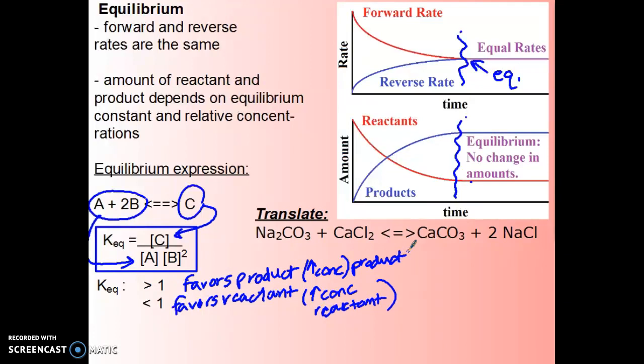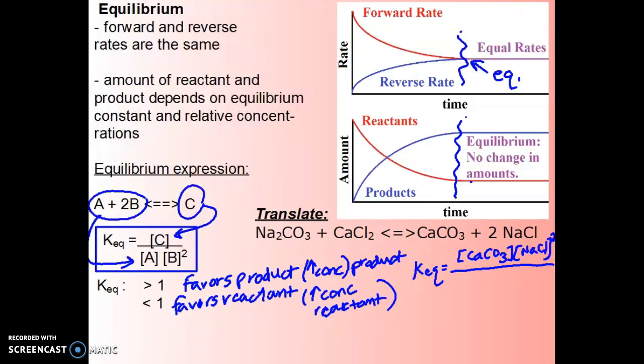Alright, so let's try this example. If we want to take this reaction, sodium carbonate reacting with calcium chloride to produce calcium carbonate and sodium chloride, we can change this into an equilibrium expression as follows. KEQ will be equal to, remember our products go on top, so that's this side. So I'm going to take the concentration of calcium carbonate, and it does not have a coefficient, so no exponent, times the concentration of sodium chloride. And it has an exponent of 2 because there's a coefficient of 2. Sorry, that went off the screen just a little bit.